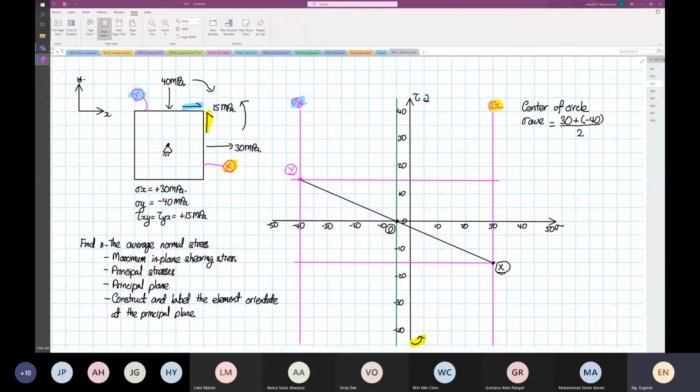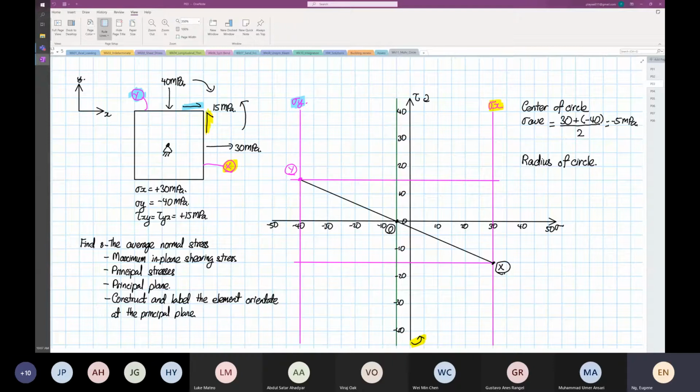Okay, that's why you have to include the minus 48. So this is equal to minus 5 megapascal, which is exactly like what we have drawn. Okay. So the next thing that we're going to do, we're going to find the radius of the circle.